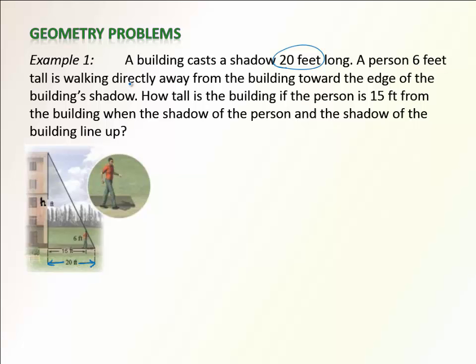A person 6 feet tall is walking directly away from the building. So here we have a person 6 feet tall. That's how high the person is, 6 feet here. And it's walking that direction. How tall is the building? So now the question asks us for the height of the building. That means this distance. And let's introduce the variable for this height. That will be h. The person is 15 feet from the building. So the distance from here to there is 15.